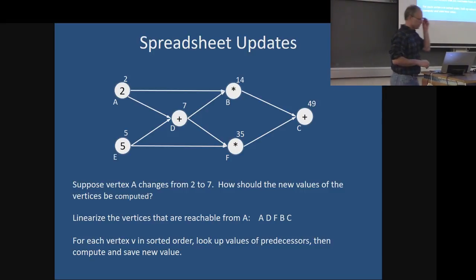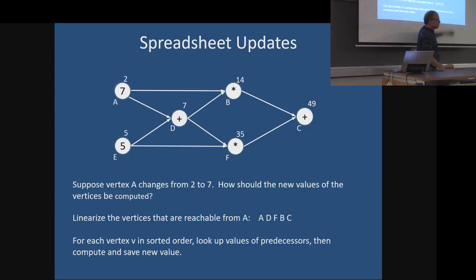I just want to update things in the right order. So, let's suppose A changes to a 7. These are the vertices reachable from A in topological order. So that tells us what order to evaluate them in. And notice a simple computation. What's it take to recompute a node? You have to know the values of its predecessors, and then you do an operation. Well, in this case, there are no predecessors, and so the new value of A is just 7, because it's a constant. Now it says to do D next.